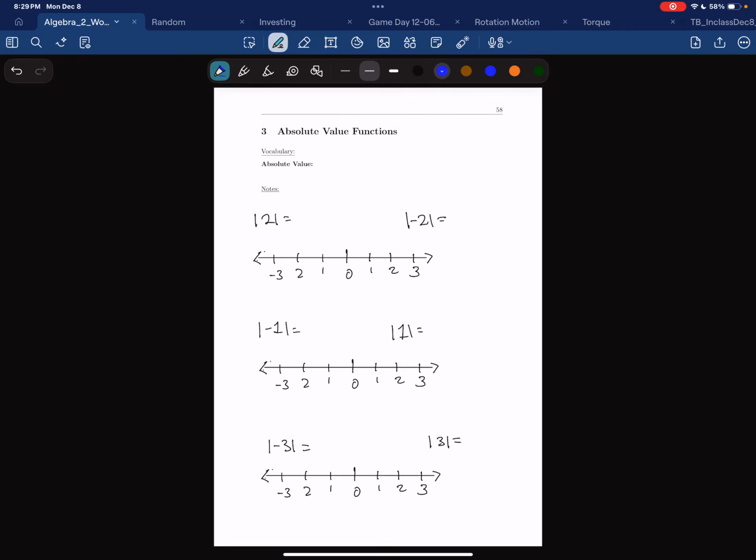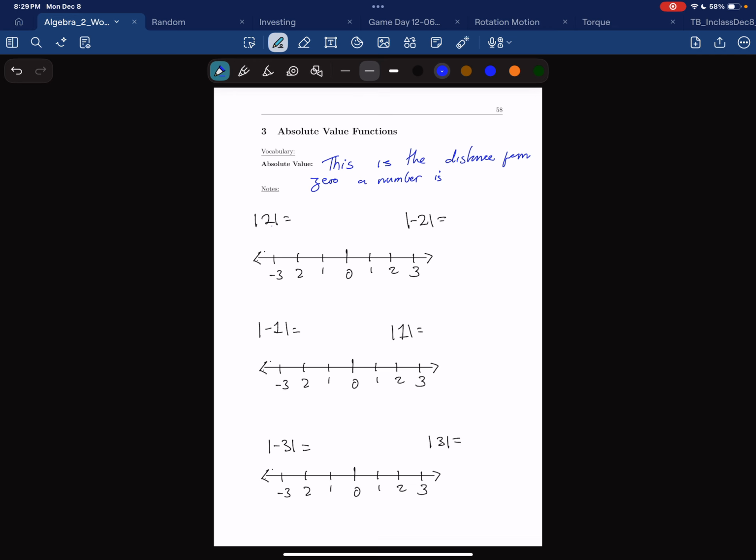Yeah, what is this? Well, this is the distance from zero a number is. All right, how far from zero a number is on the number line. So when you see the vertical bars around a number, that means we're asking about the absolute value, right?